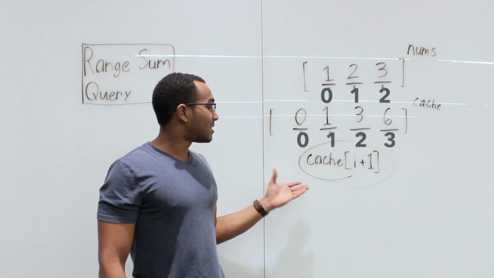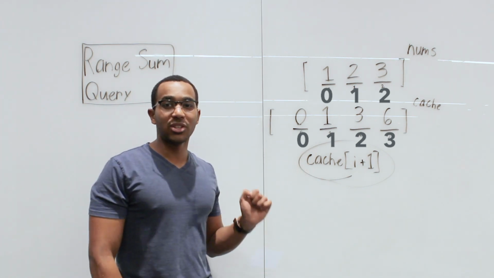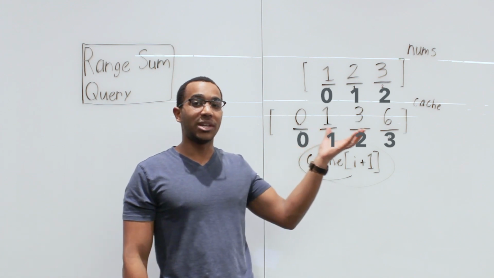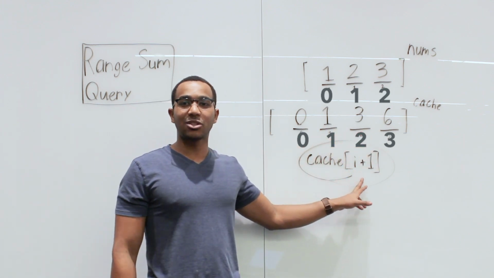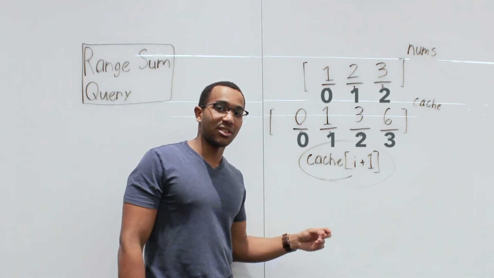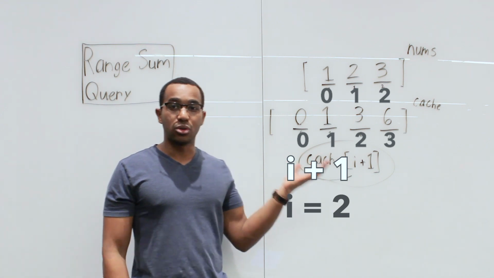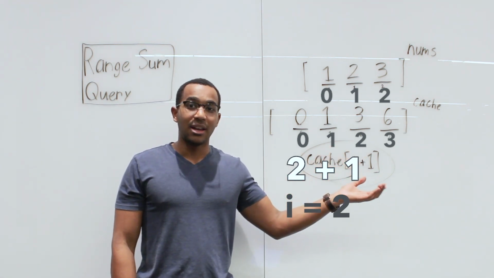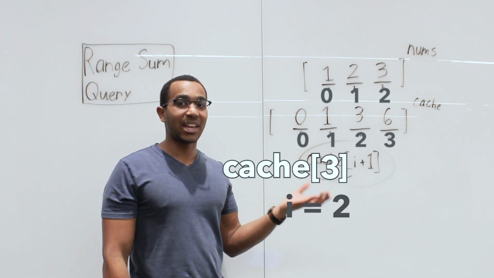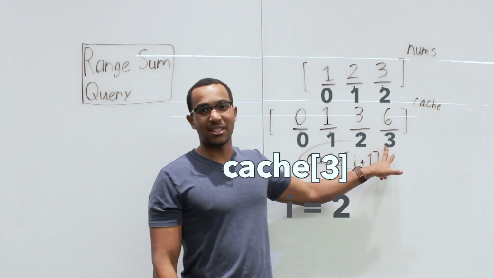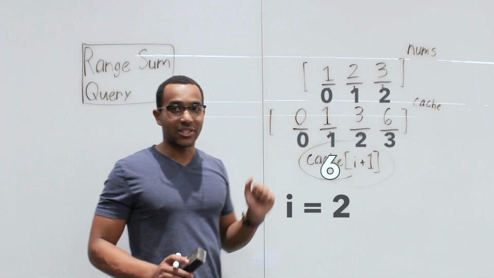So this is the way we access our cache after we have built it. If we want the sum from 0 all the way up to a certain item, what we need to do is the index plus 1. That is going to give us the sum from 0 to that item. So what I'm going to do is 2 plus 1 is 3. I access the cache at 3. What is the value of the cache at 3? We see that it is 6. So the sum from the beginning of the array to that item is 6.